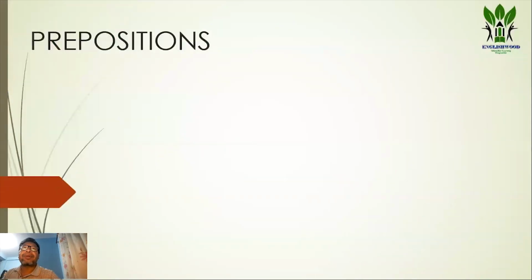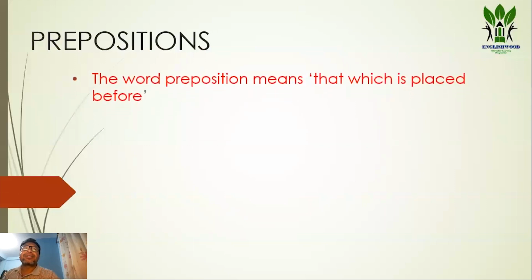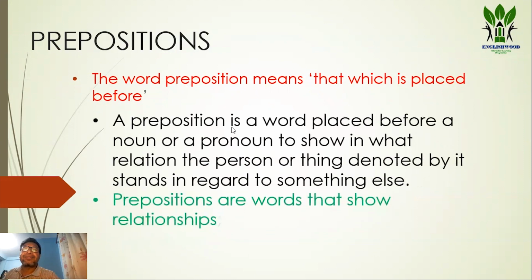All right, prepositions. So the word preposition means that which is placed before. The word pre is before, position. The position of this grammar item is before. So that which is placed before. A preposition is a word placed before a noun or pronoun to show in what relation the person or thing denoted by it stands in regard to something else.